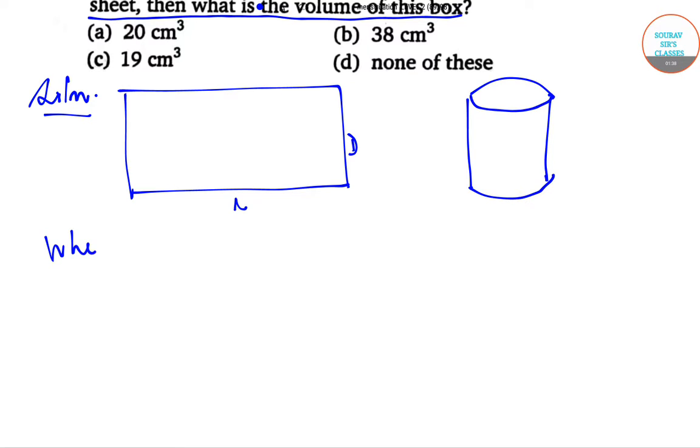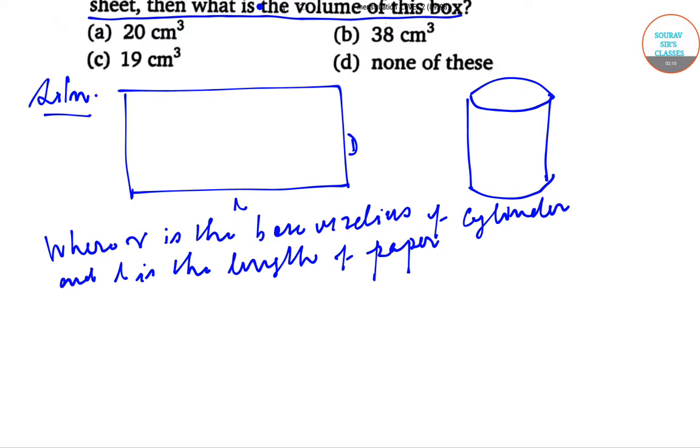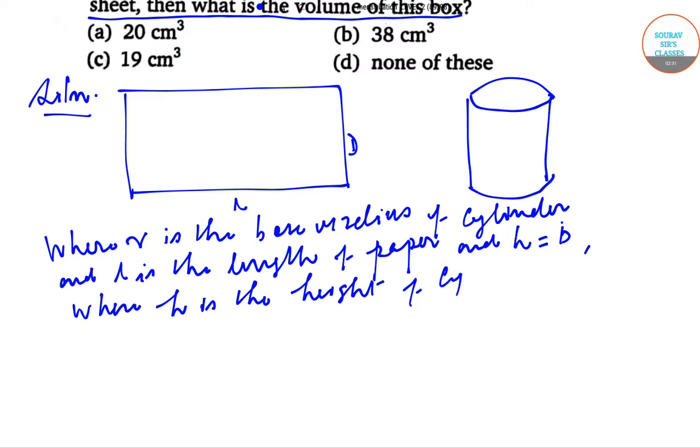Where R is the base radius of the cylinder and L is the length of paper, and H is the height of the cylinder, and B is the breadth of the paper.